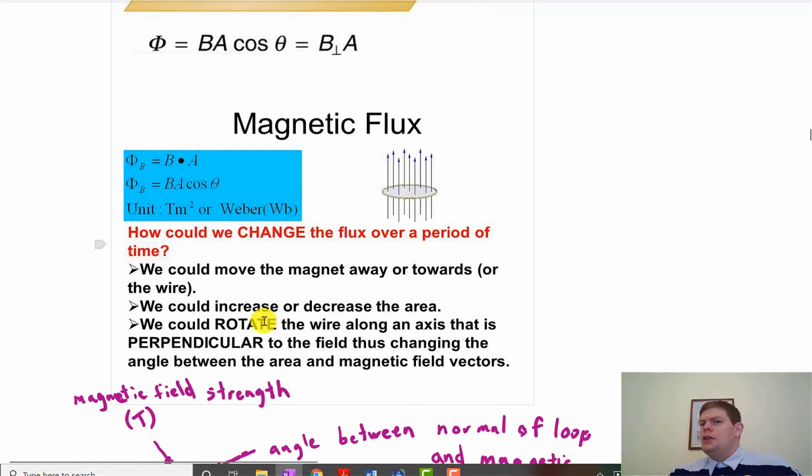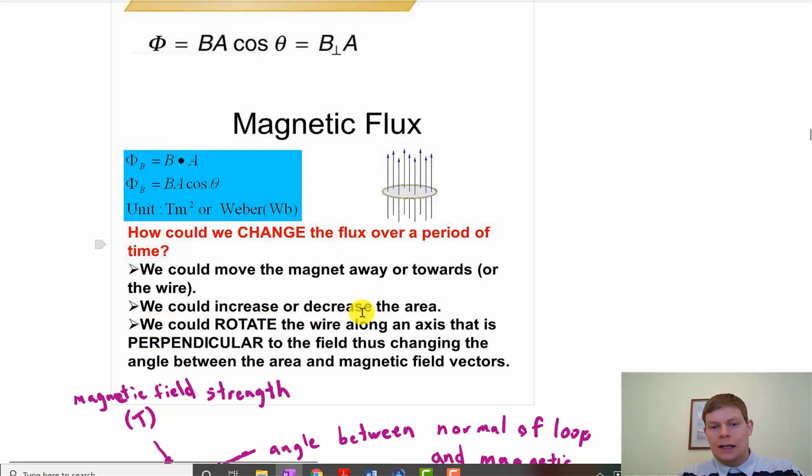You might be like, why do I care about catching magnetic field lines? It turns out that interesting things happen to a loop of wire if you change the flux in it. So there's a bunch of different ways we could change the flux. We could move the magnet away or towards the wire, so we could put it into or out of the magnetic field. We could change the area of our loop somehow. That would change our flux. If we made it bigger, we'd catch more field lines. If we made it smaller, we'd catch less.